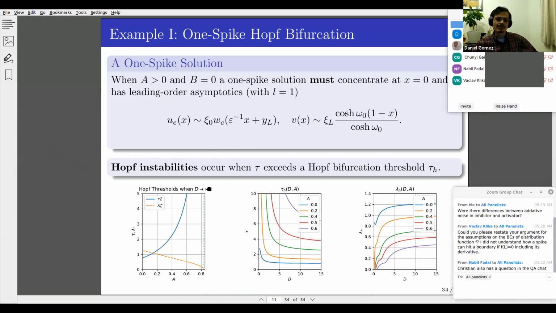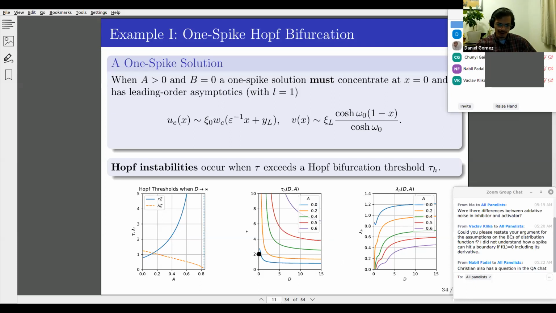Well, Hopf instabilities are triggered when the time constant in front of the inhibitor exceeds a particular threshold. What we found is that as A increases, this threshold keeps going up, so it gets larger and larger, making it more and more difficult to lead to an instability. The way we calculated this was by first looking at what's known as a shadow limit, which is when the diffusivity of the inhibitor goes to infinity, for which we could calculate that Hopf bifurcation threshold numerically. Then we used that in a continuation to study it in the case of finite values of D.